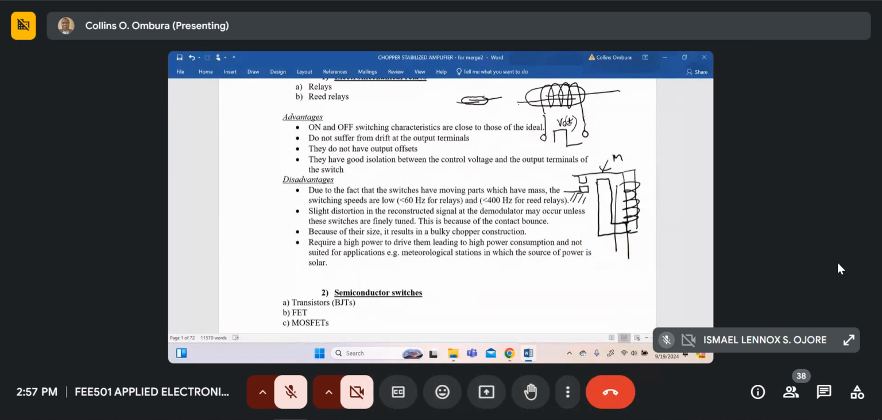And it's not suitable for things like meteorological stations, which are located in remote areas, whose only source of power could be maybe solar. So in the early 60s, they'd use this. Maybe up to 1965, they'd use these reed relays. But nowadays, we don't use them because of their disadvantages.